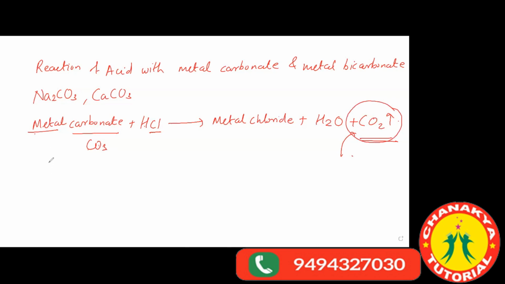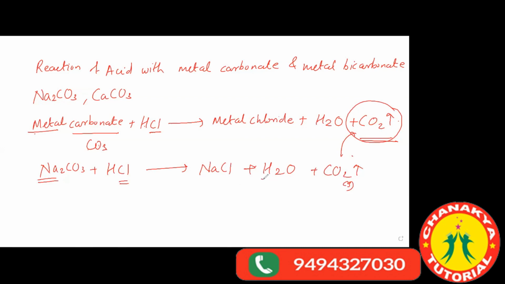Okay, so metal carbonate would be Na2CO3. If it is reacted with HCl, you will get metal chloride. Metal is sodium, chlorine is here. Na+1, Cl-1. So the formula would be NaCl, right? Another byproduct is H2O and carbon dioxide. It is in gaseous state, so with an upward arrow we show the gas. Correct? Now see the balancing.